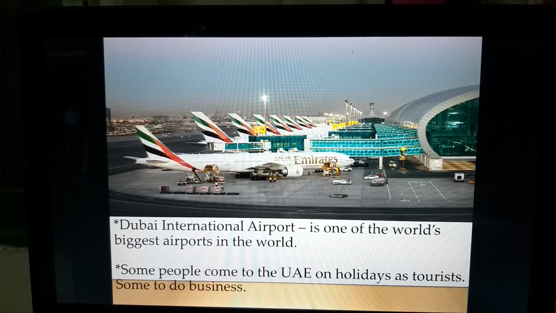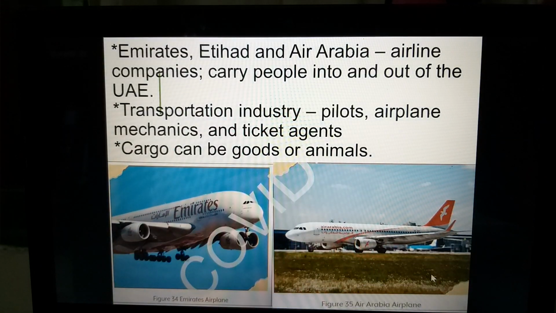Now let's discuss airport, how it connects to the rest of the world. Okay. What do you see in the picture? Yes, it is Dubai International Airport. Okay. Dubai International Airport is one of the world's biggest airports in the world. Okay. Why do some people come to the UAE? Yes, some people come to the UAE on holidays as tourists and some just to do business. Okay. Next, look at the pictures.